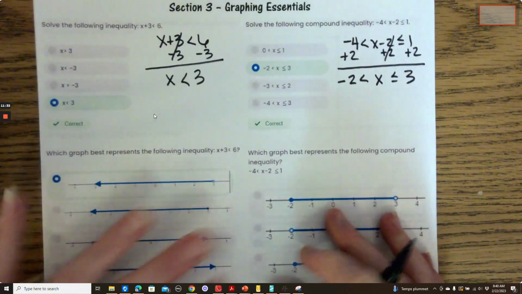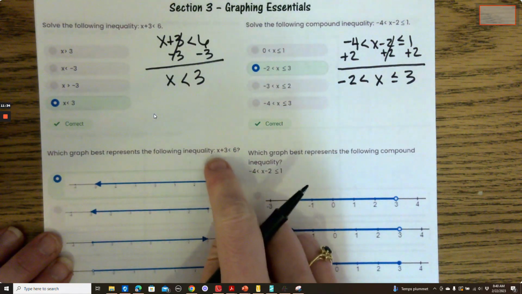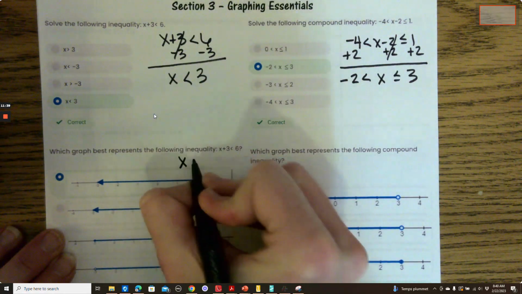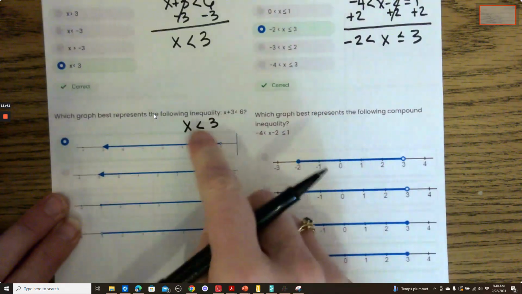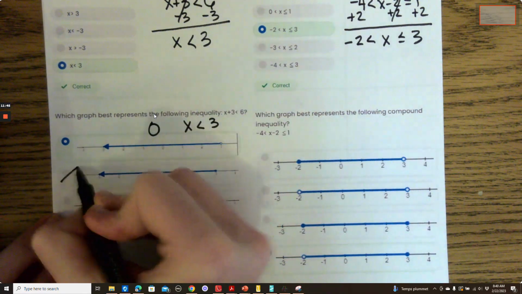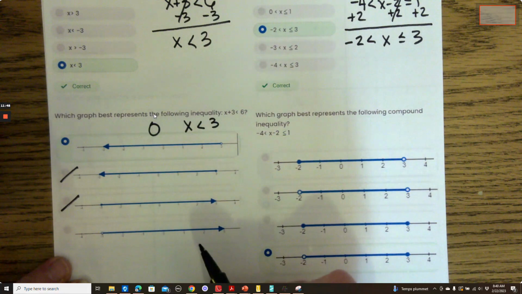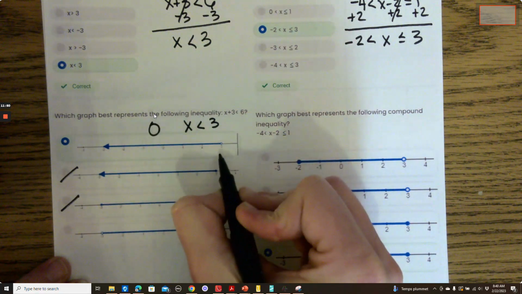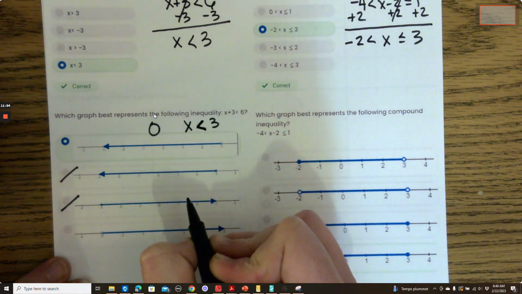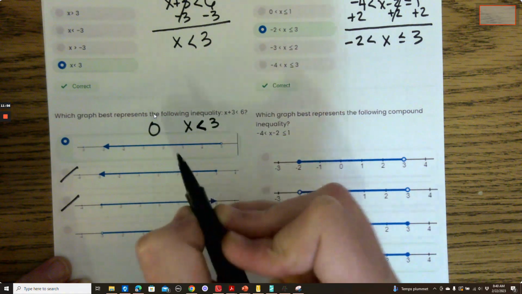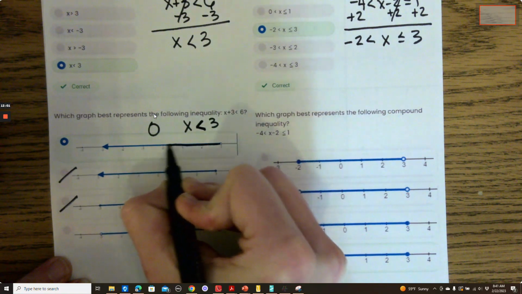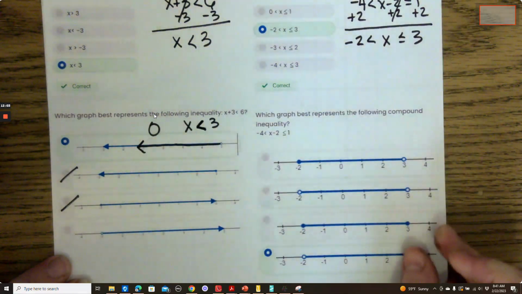Okay. Which graph best represents the following inequality? So we have to have this solved, which we already did. X is less than or equal to 3. Less than or equal then means you use an open circle. So you can eliminate anything that does not have an open circle. That means you're going to put an open circle at 3, and your arrow actually faces the same direction as your inequality sign if x is on the left. But it's all the numbers. You draw your arrow through all the numbers that are less than 3.